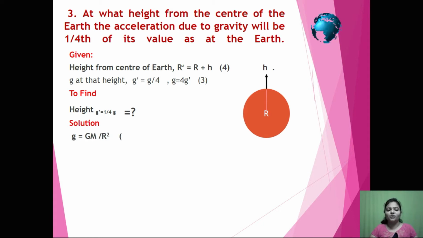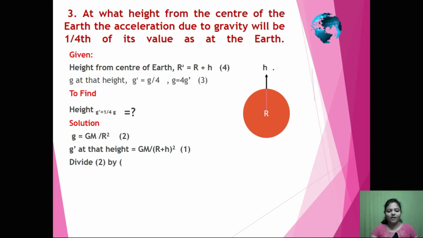So we will start the solution from our formula g is equal to gm divided by r square. This equation we will have it as 2. So g dash equation will be gm divided by, instead of r we will have r plus h the whole square. This is equation 1. Now we have to divide equation 2 by 1. So we will do it separately, the LHS and RHS.